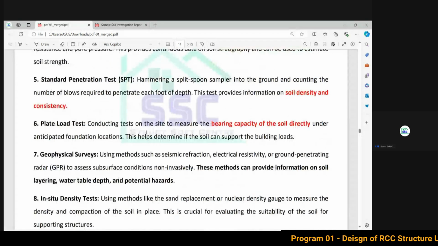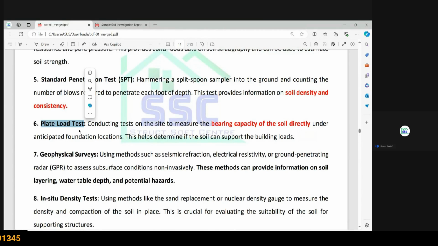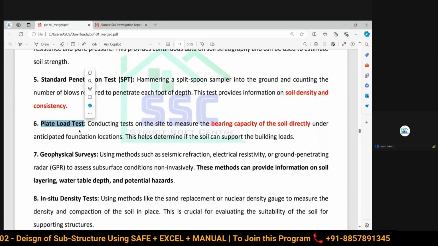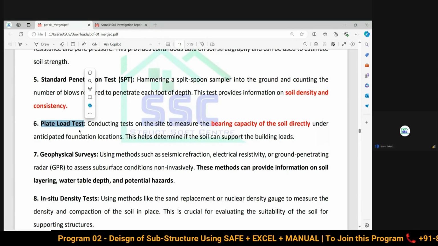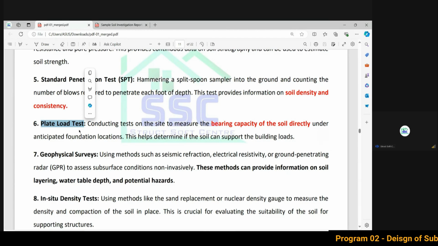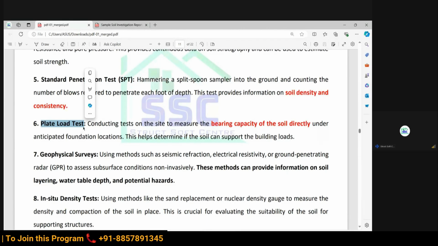But here I would like to have your concentration on the plate load test, because this is the most common method of soil exploration adopted. It is good for normal structures and important structures also. But when you are going to give a lot of importance to the project, in that situation you can go with any other method. But the plate load test is the common one. It is for moderate importance.